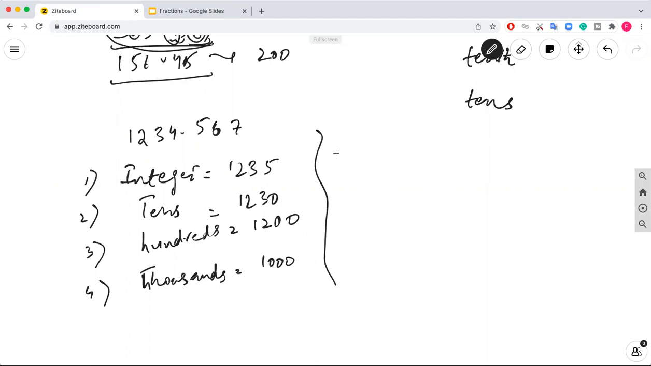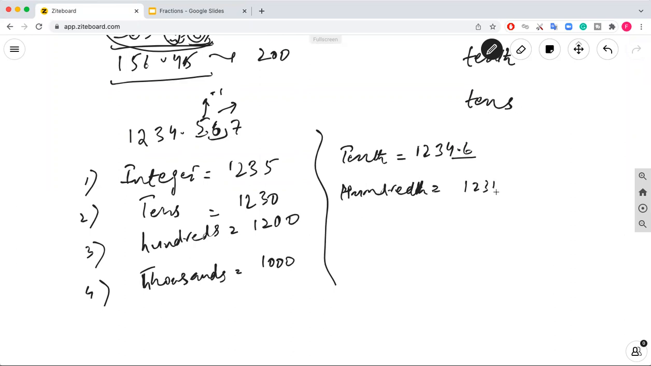Likewise, if I ask to round to nearest tenth, 1234.568, 0.6. Just see the next one. This is 5 or greater than 5, so there will be an increment of 1 in this. What will be the answer if you're asked to round to nearest hundredth? 1234.57.